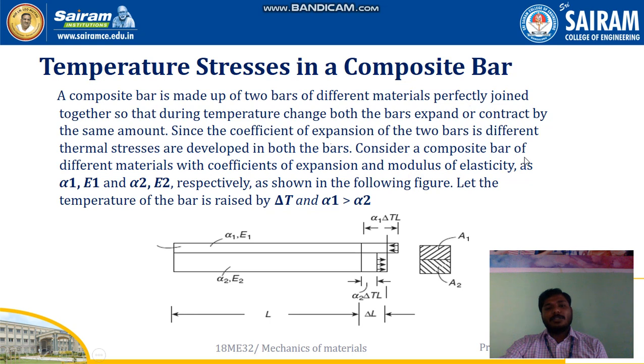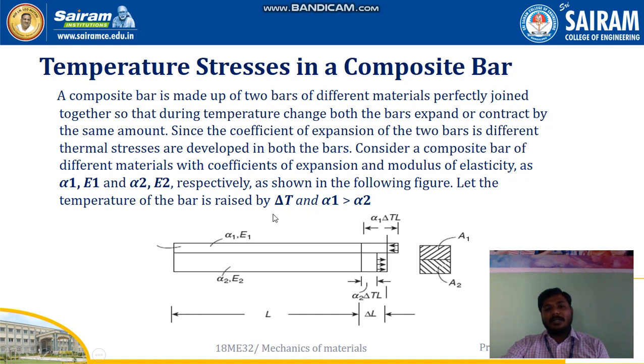Now consider a composite bar of different materials with a coefficient of expansion and the modulus of elasticity as alpha 1, E1, alpha 2, E2. Here E1 is the modulus of elasticity of the first material, alpha 2 is the coefficient of expansion of the second material, and E2 is the modulus of elasticity of the second material. Alpha 1 and E1 are for material 1, alpha 2 and E2 are for material 2.